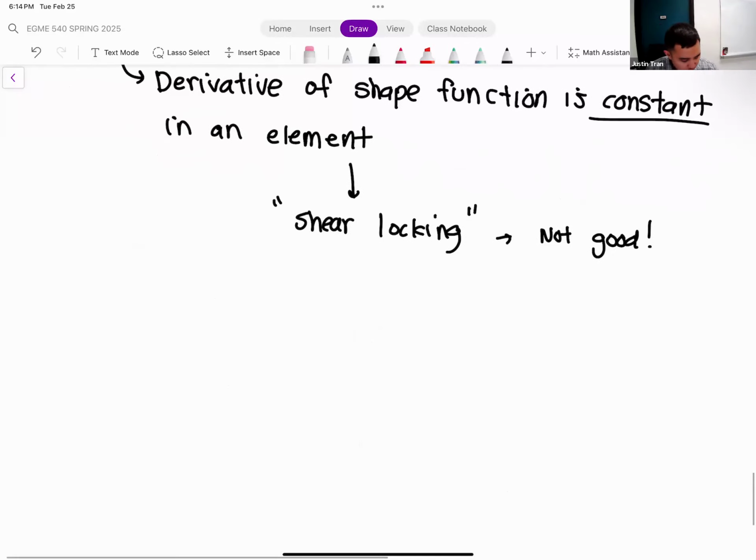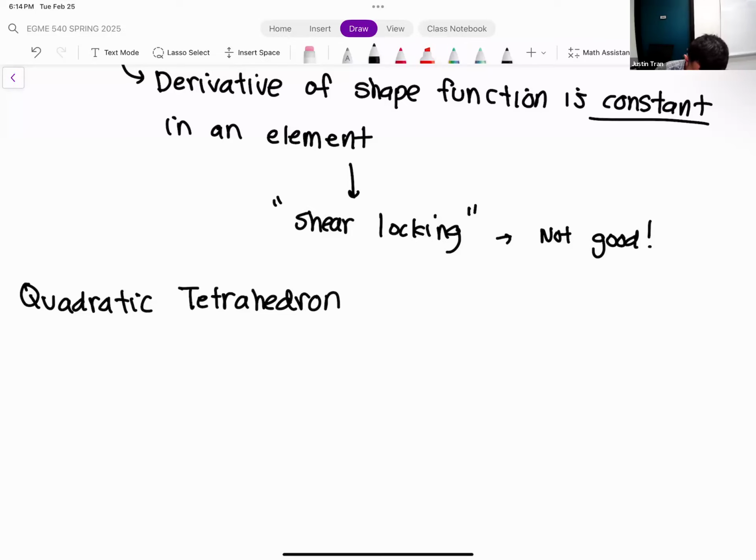Let's go quadratic first. Let's look at the quadratic tetrahedron. The quadratic tetrahedron is going to be just the quadratic version of the element that we just drew. If you recall from last Tuesday, the primary way that we take an element from linear to quadratic is we add mid nodes. So for every edge that's in the element, we add an additional node there.